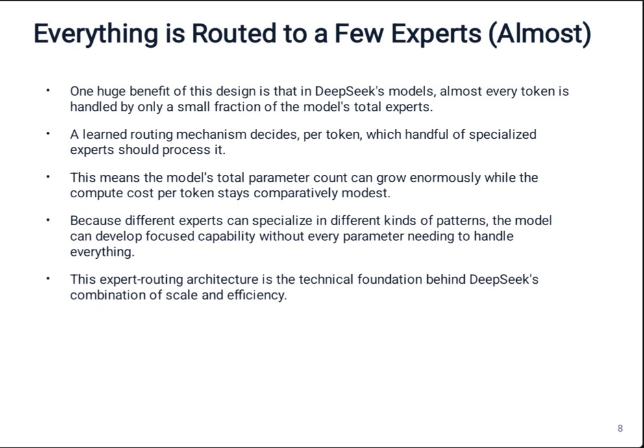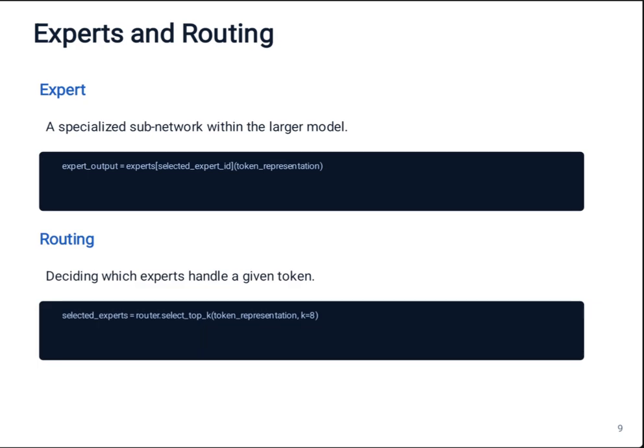Because different experts can specialize in different kinds of patterns, the model can develop focused capability without every parameter needing to handle everything. This expert routing architecture is the technical foundation behind DeepSeek's combination of scale and efficiency. Experts and routing. Expert: a specialized subnetwork within the larger model. Routing: deciding which experts handle a given token.